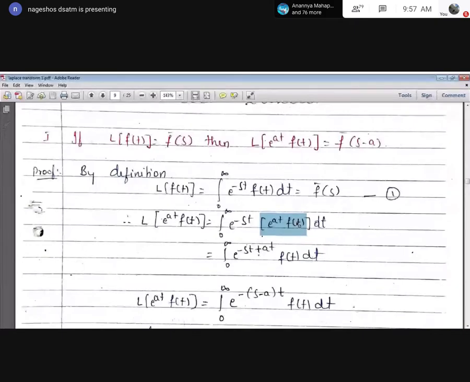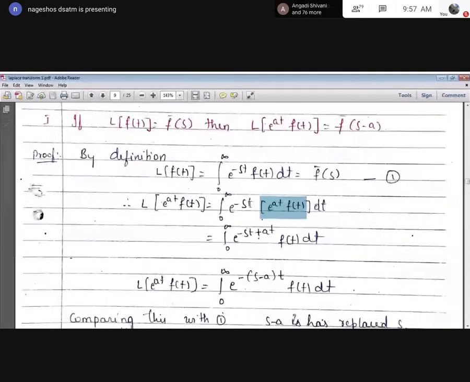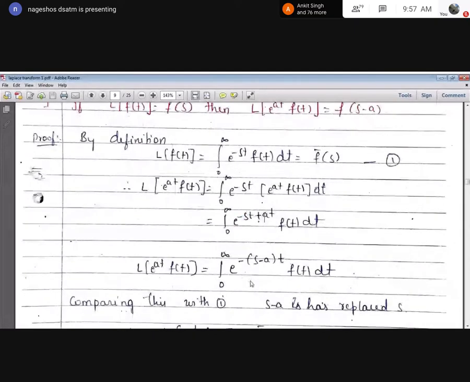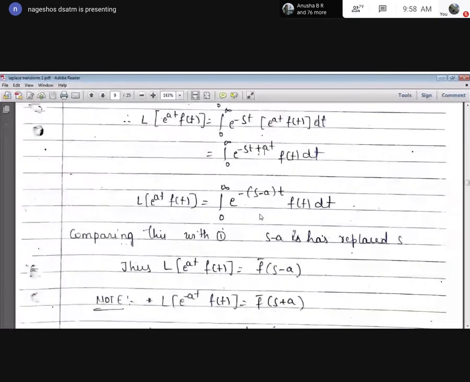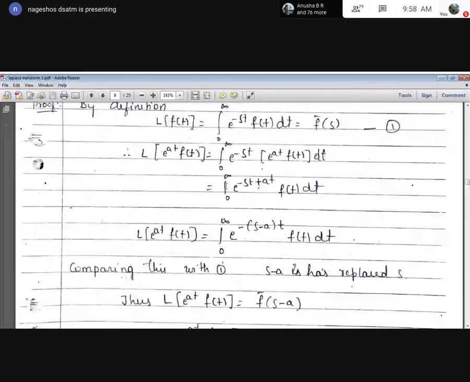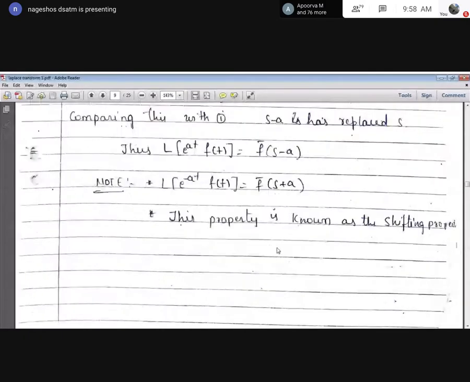Correct? Now multiply this. Bases are the same, which means the powers will be added. E power minus st, then at will be added, f of t as it is. Then take minus outside. If you take minus outside, s minus a will be left. See here, if you have s here, that is f bar of s; here s minus a means f bar of s minus a. That's all. If you have minus a, then it is s plus a.